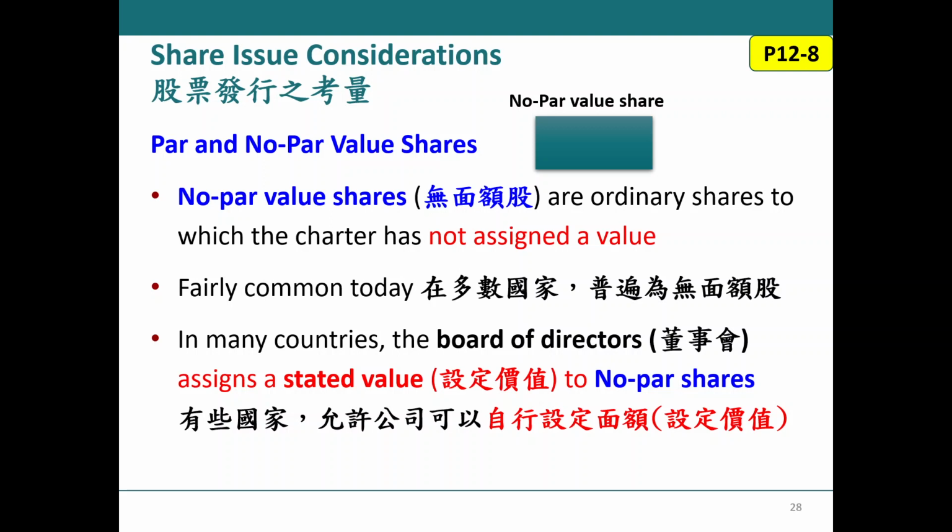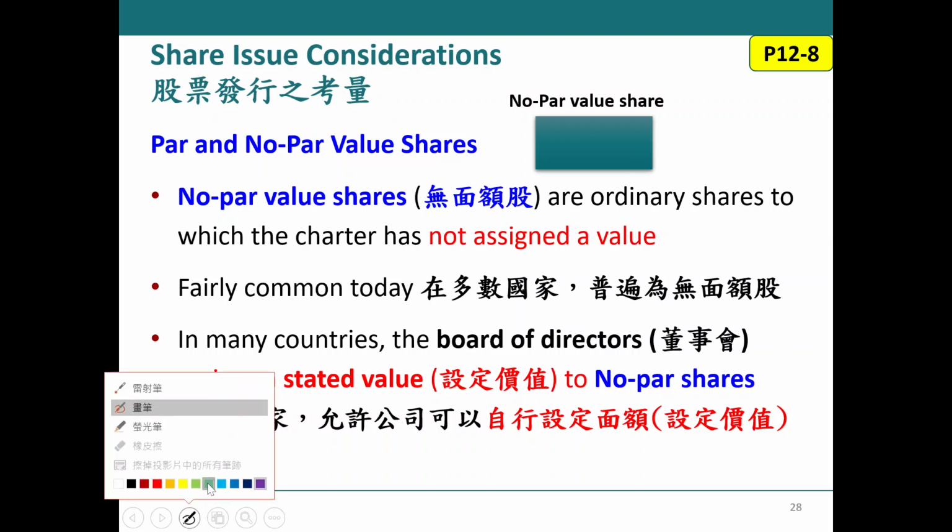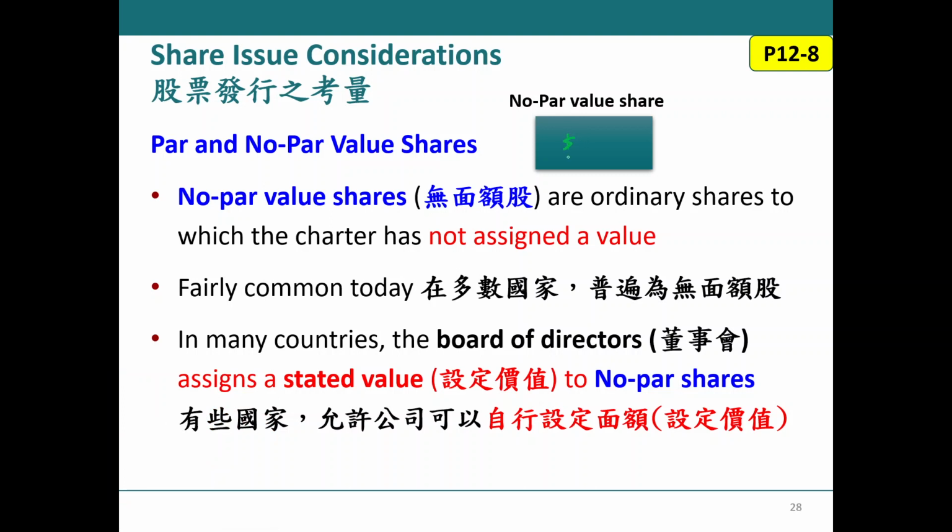So you assign, you put some number on the shares. This is the static value. For example, if I decide to put 0.05 on the share, this is the static value, 设定价值. This number is decided by your company. You could put any number you want for your company's purpose.